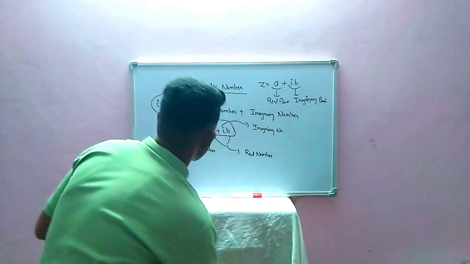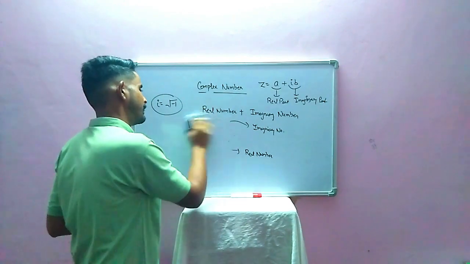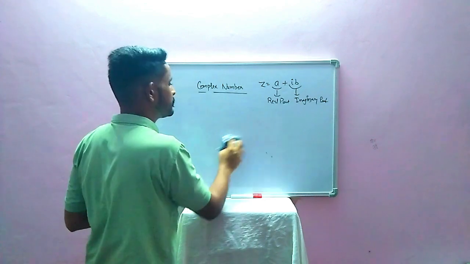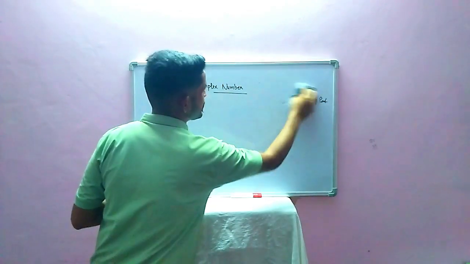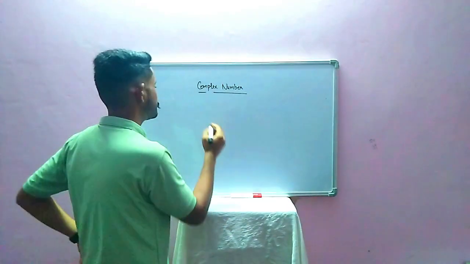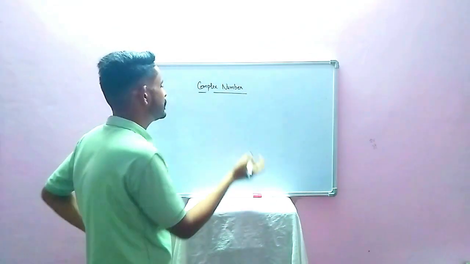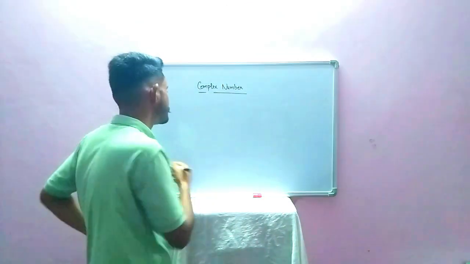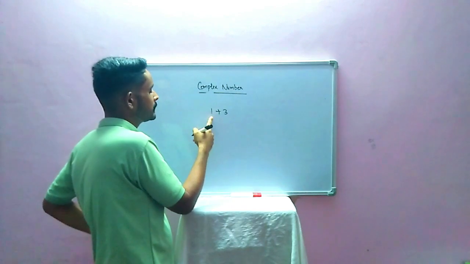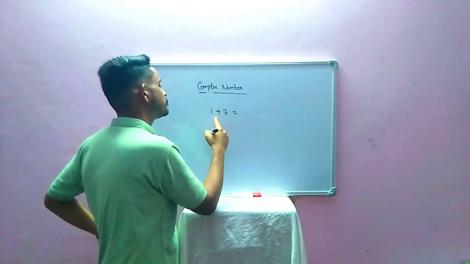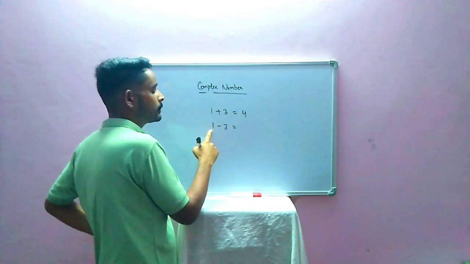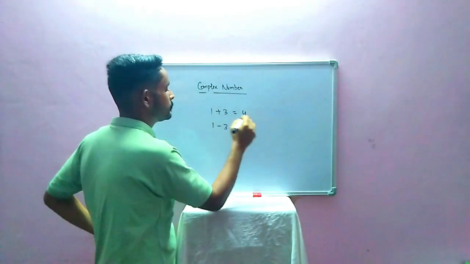Now we will discuss how we add and subtract two complex numbers. You also know, when we talk about real numbers, addition and subtraction is so easy. 1 and 3 are two real numbers, and the addition of 1 plus 3 is 4, and the subtraction of 1 minus 3 is minus 2.